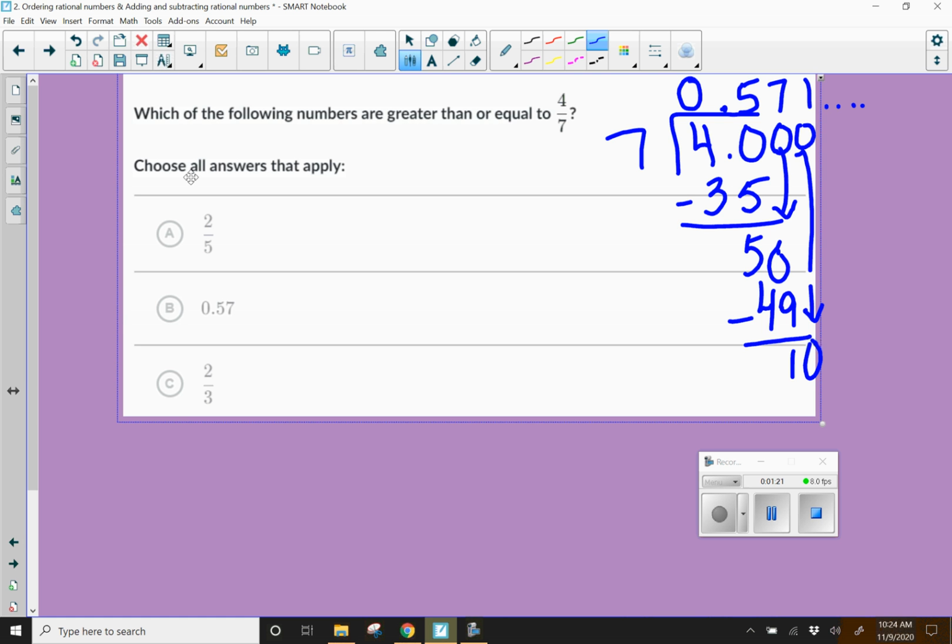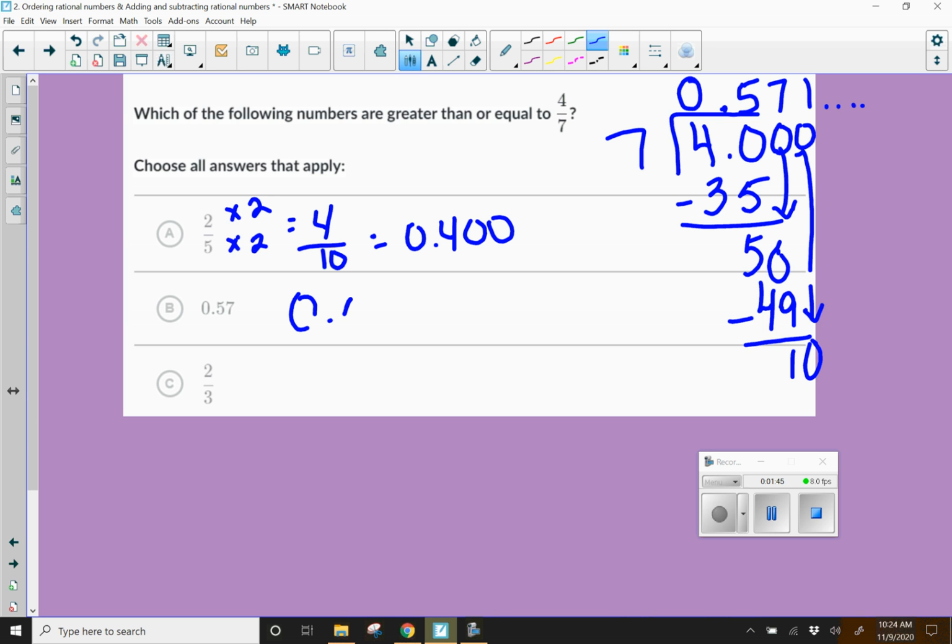So it says, which of the following numbers are greater than or equal to 4/7? Well, to convert 2/5 to a decimal, I'm going to multiply both by 2. And that gives us 4/10, which is equal to 0.4. Let's just add a couple zeros since we took the other one out 3 places. Here we have 0.57. I'm just going to add a 0 since we took the other one out 3 places. That'll help us when we're comparing. And then the last one is 2/3. That's a benchmark fraction, so we should all know that that's 0.6 repeating. And I'm just going to put a bar over that last 6 to show that that's a repeating decimal.